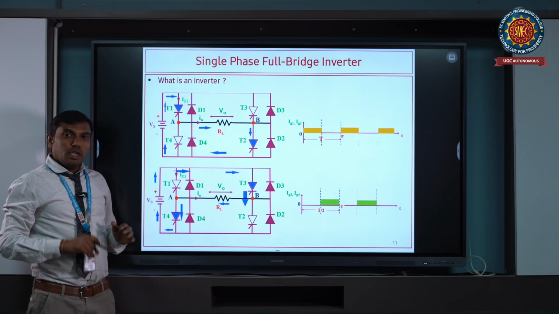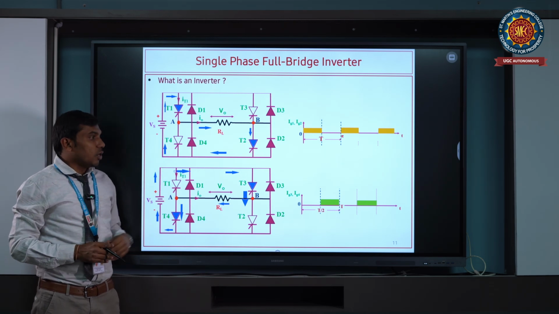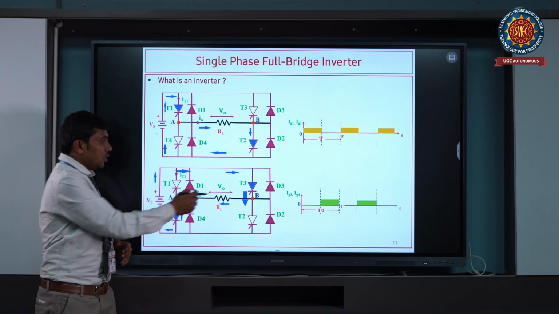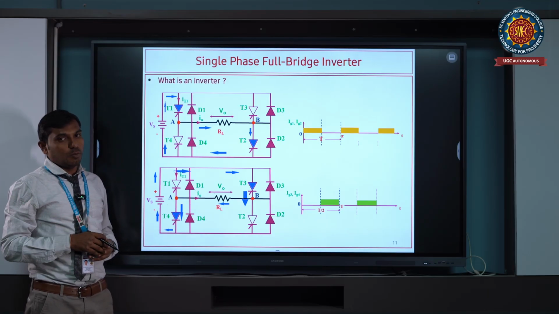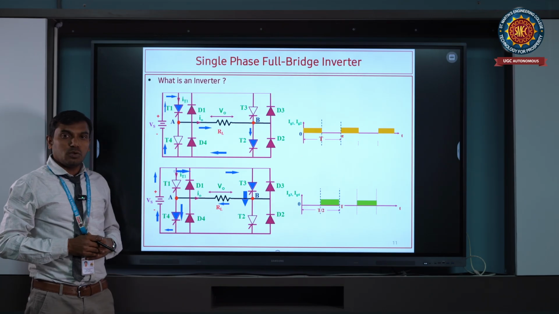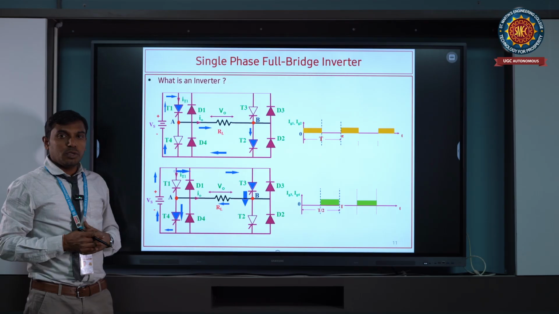So like this, you can get a positive half cycle by switching T1 and T2, and you can get the negative half cycle by switching T3 and T4. An alternating voltage output can be obtained, and this voltage can be connected to the required load. So based on the load, the current waveform will be modified.